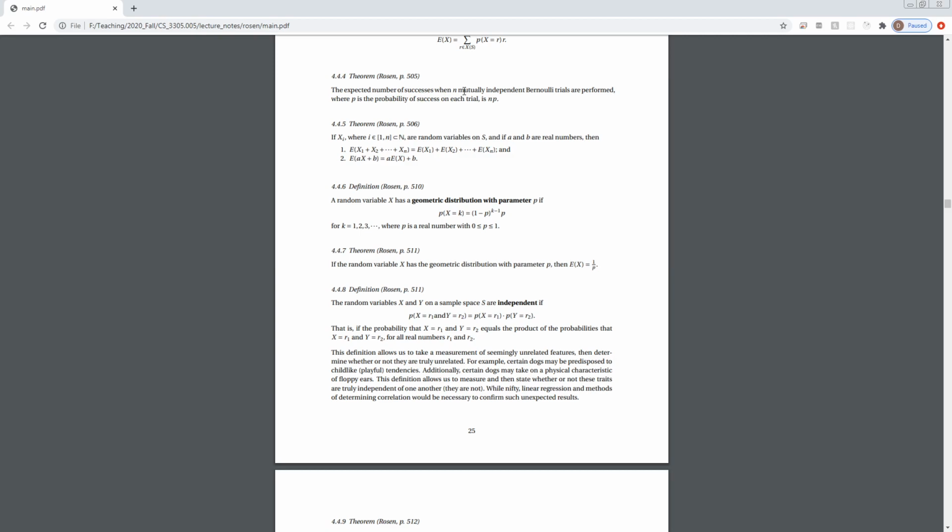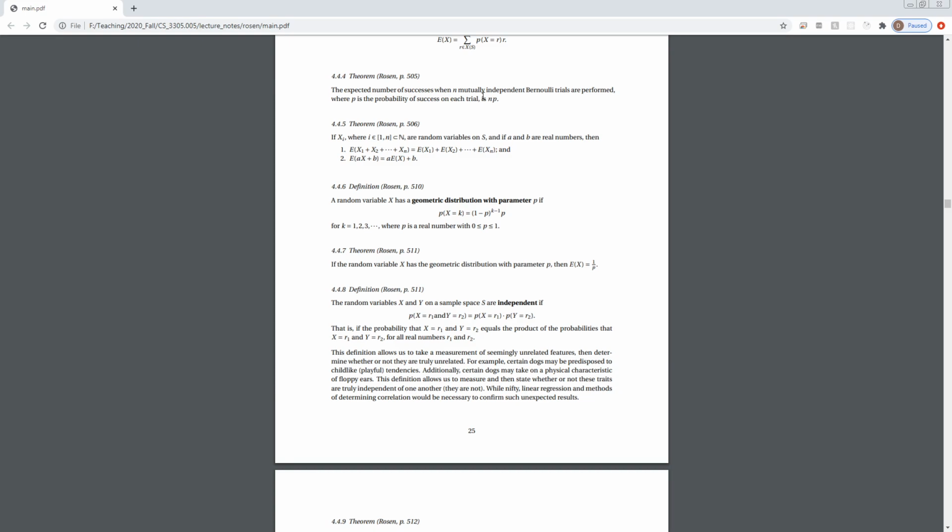So the expected number of successes when n mutually independent Bernoulli trials are performed, where p is the probability of success on each trial, is n times p. Okay, so what did that tell us? Well, Bernoulli trials are like coin flips, right? So anytime you hear Bernoulli trial or anything like that, you can just substitute that.